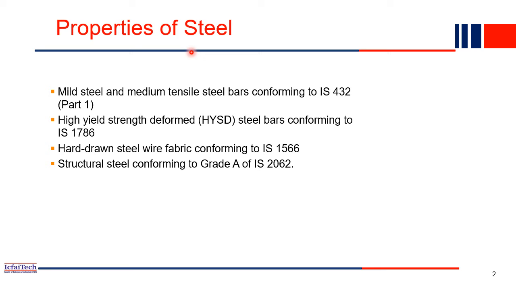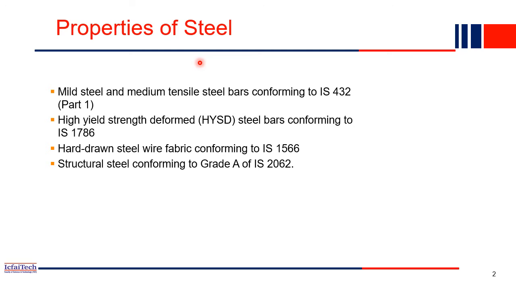Like concrete, steel also has several types or grades. Four types of grades of steel are specified in the IS code, IS 456:2000. In that code, you will find the different grades of steel available, like our concrete also has M20, M30, as we discussed in the last lecture. So what are these four types of steel available?